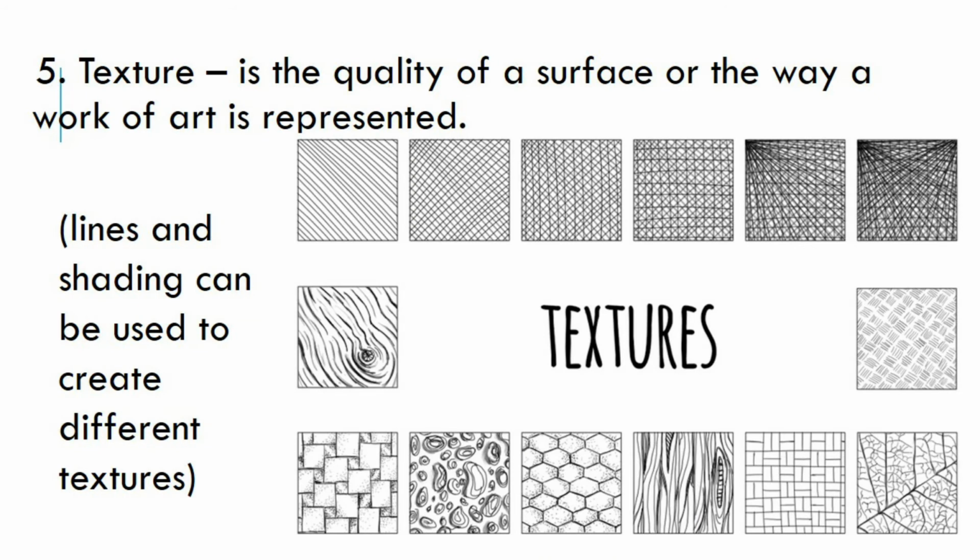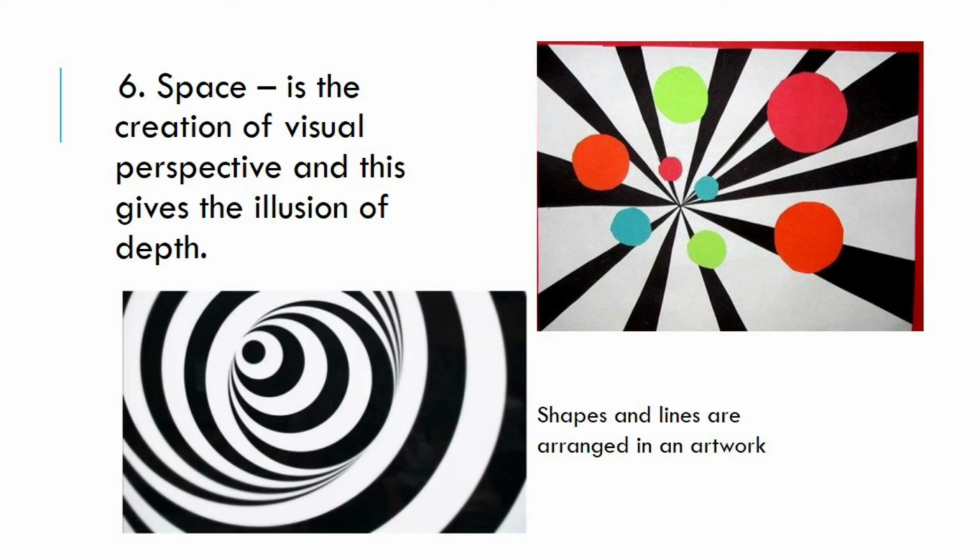Next is the texture. It is the quality of a surface or the way our artwork is represented. Also, the elements of lines and shading can be used to create this texture. Here's an example of different texture. As you can see, there's shading and the element of the line.